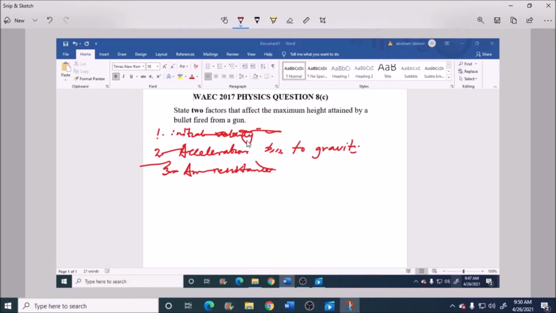Okay, so these are the factors that affect the maximum height attained by a bullet fired from a gun. The first one I said is the initial velocity or speed. Secondly, it is the acceleration due to gravity. And thirdly, it is air resistance. And then lastly, angle of projection.